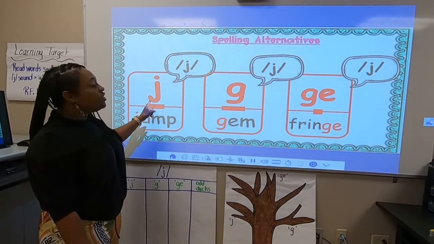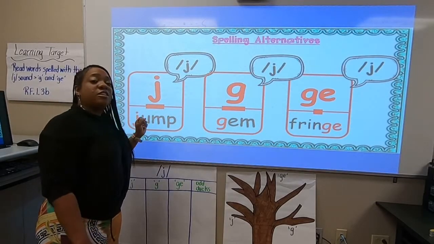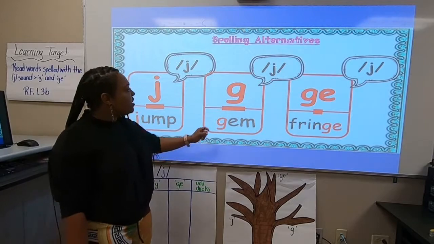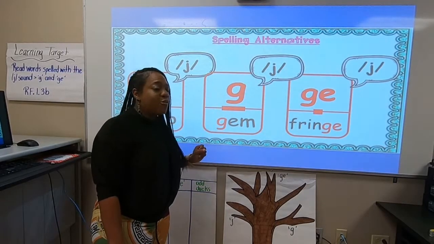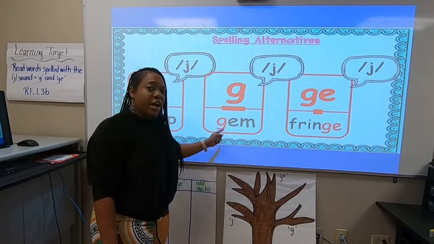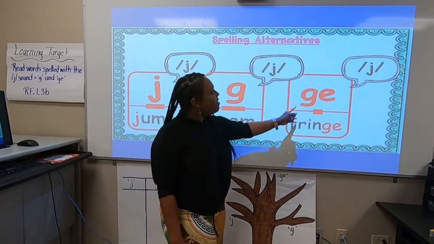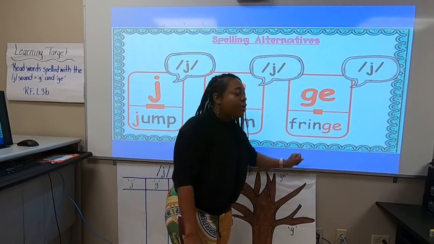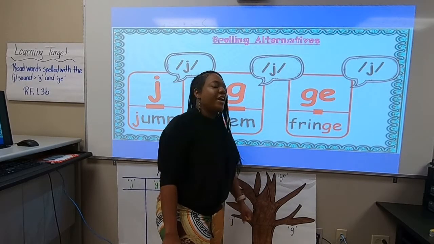We have the J, which says J, as in the word jump. We have the soft G sound that says J, as in the word gym. And then we have GE, which says J, as in the word fringe. Very good.